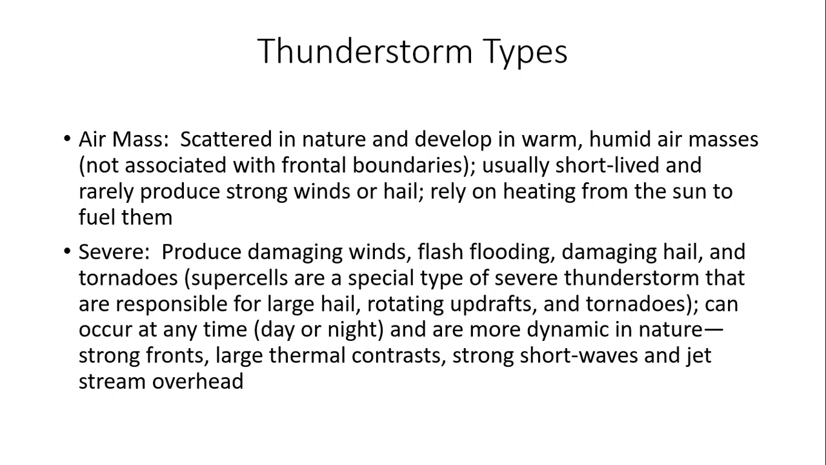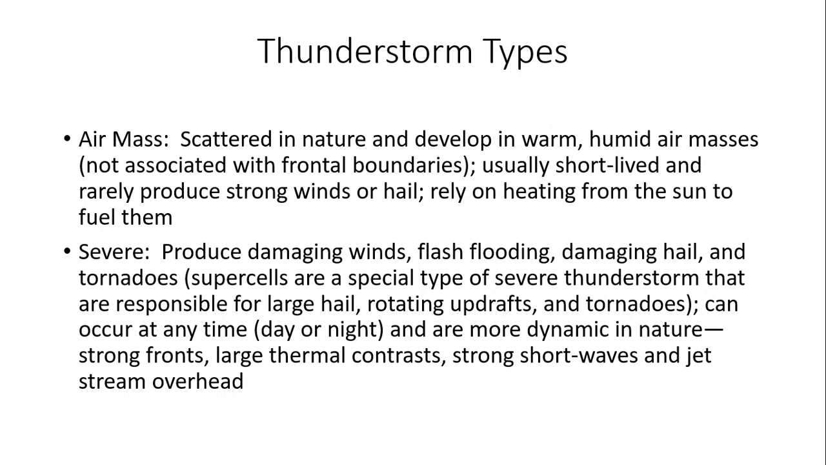Flash flooding, damaging large hail. And supercells are a special type of severe thunderstorm that are responsible for this large hail, rotating updrafts, those mesocyclones, as well as tornadoes. Now, severe thunderstorms can occur at any time. These are dynamically driven storms. They occur both day or night and are more dynamic in nature.